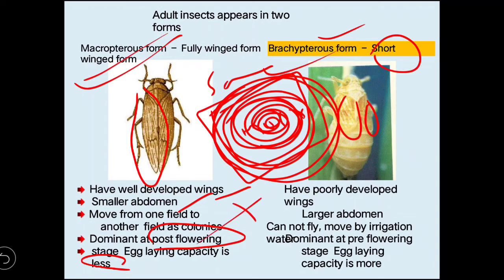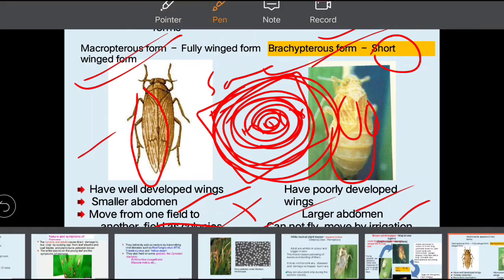Then in case of brachypterous, they have poorly developed wings and a larger abdomen, as you can see the abdomen is large, and they cannot fly. How will they move if they cannot fly? They will move by the irrigation water. And where will they dominate? They are dominant at pre-flowering. Who was dominant in post flowering? Macropterous form. In pre-flowering, brachypterous form is dominant. And obviously if macropterous egg laying capacity is less, that means brachypterous egg laying capacity is more.